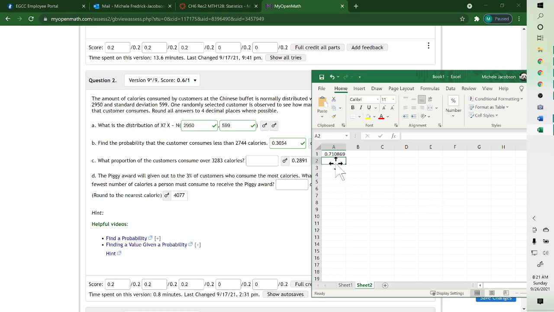Now notice that's high. Well, that's because it's the value below 3283. We want the value above. So equals 1 minus our answer. And hit enter. There's the percent above. So when you find these values, it gives you below, which was the 0.71. We wanted over, so you subtract from 1.